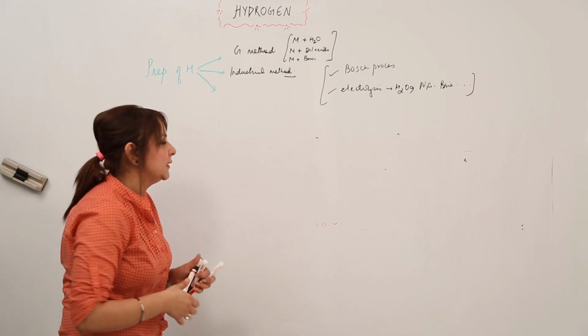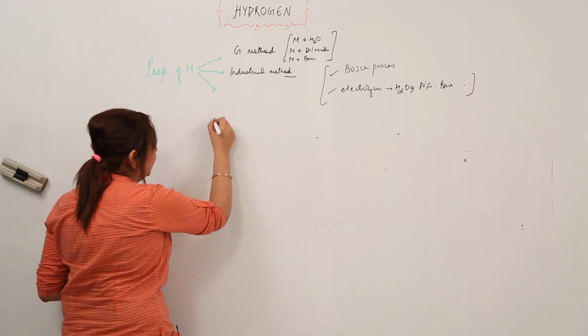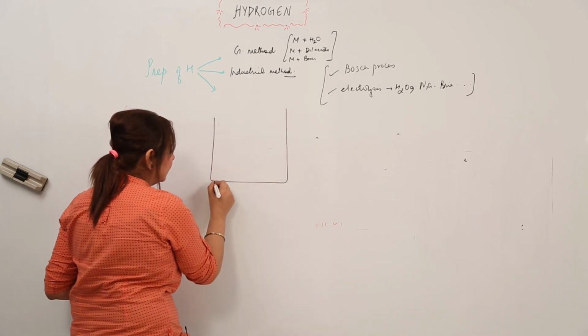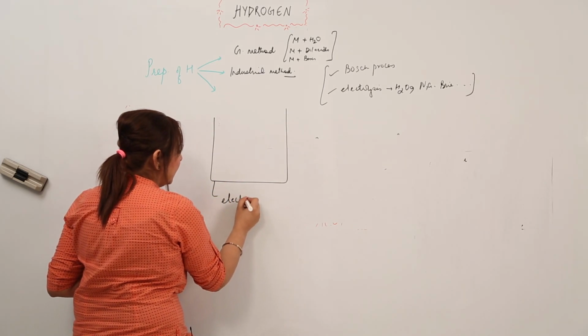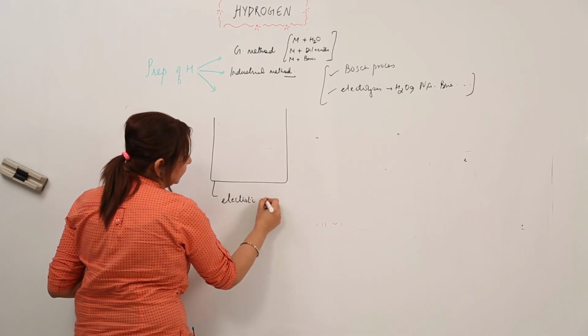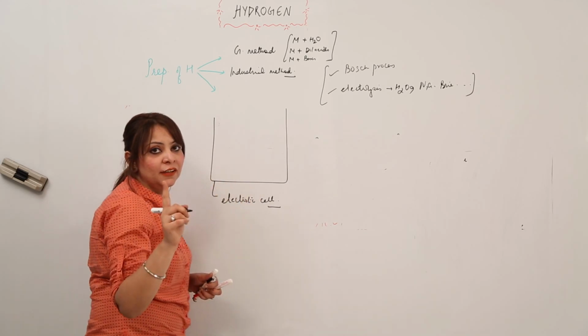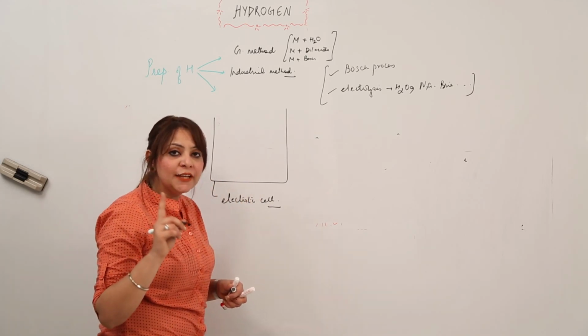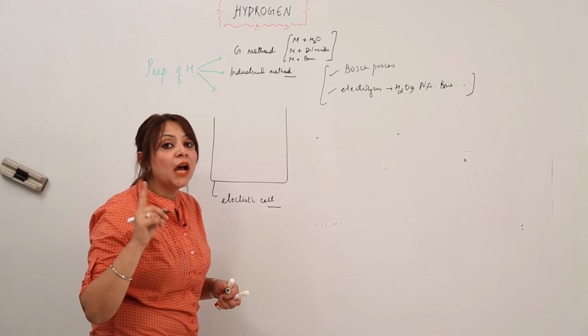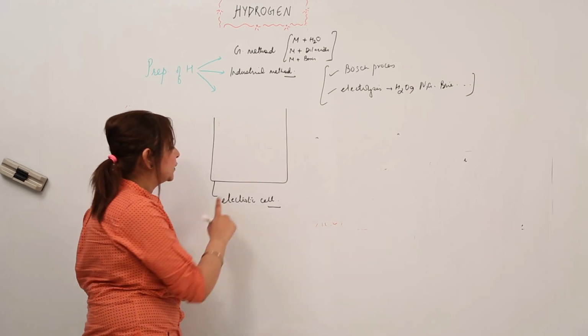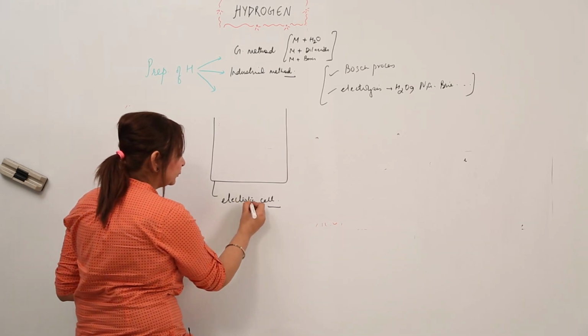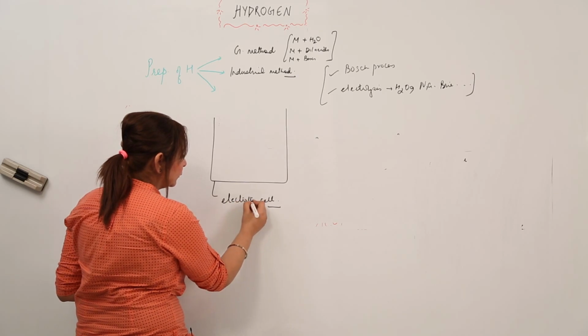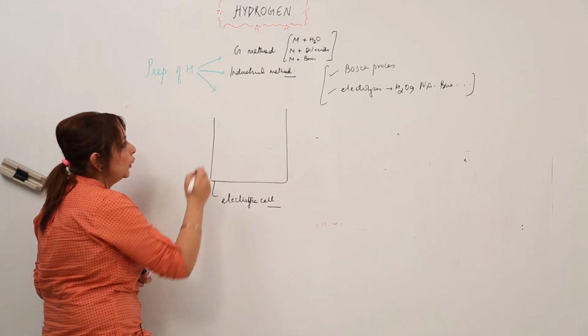What is electrolysis? In electrolysis, we use an electrolytic cell, right? It is also called a voltameter, not voltmeter. A voltmeter is an instrument used to measure potential difference. I am saying voltameter. It is another name for the electrolytic cell. Right. So what do we have in it?